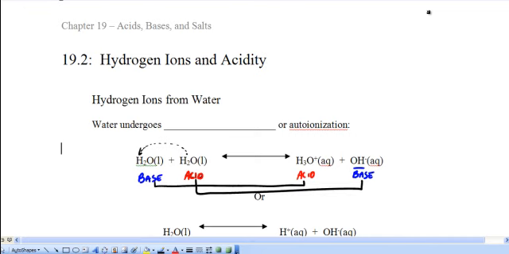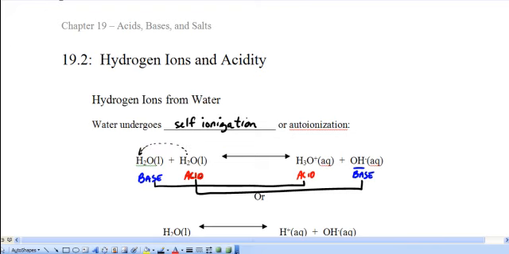This whole process is called autoionization or self-ionization, because water is forming ions from itself. These water molecules on the left are neutral. The two units on the right are ions, and water caused itself to do that.